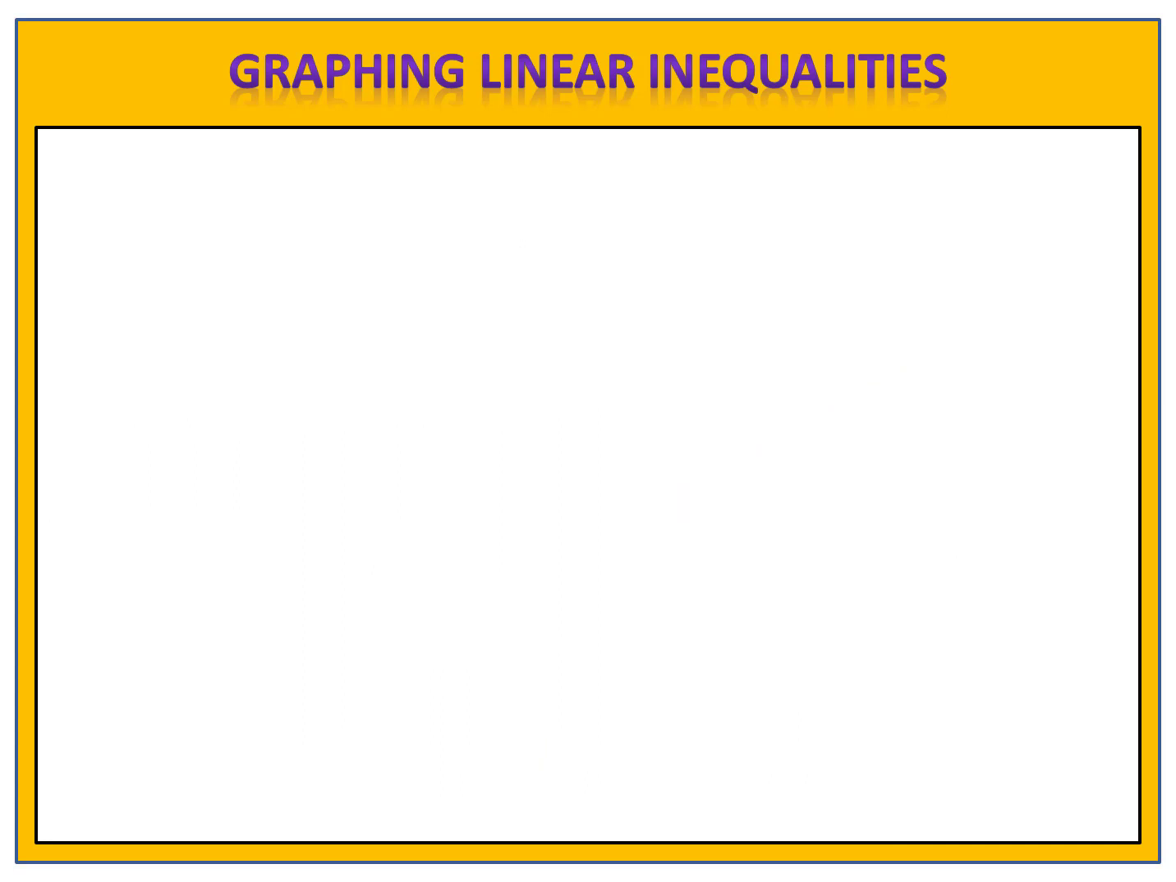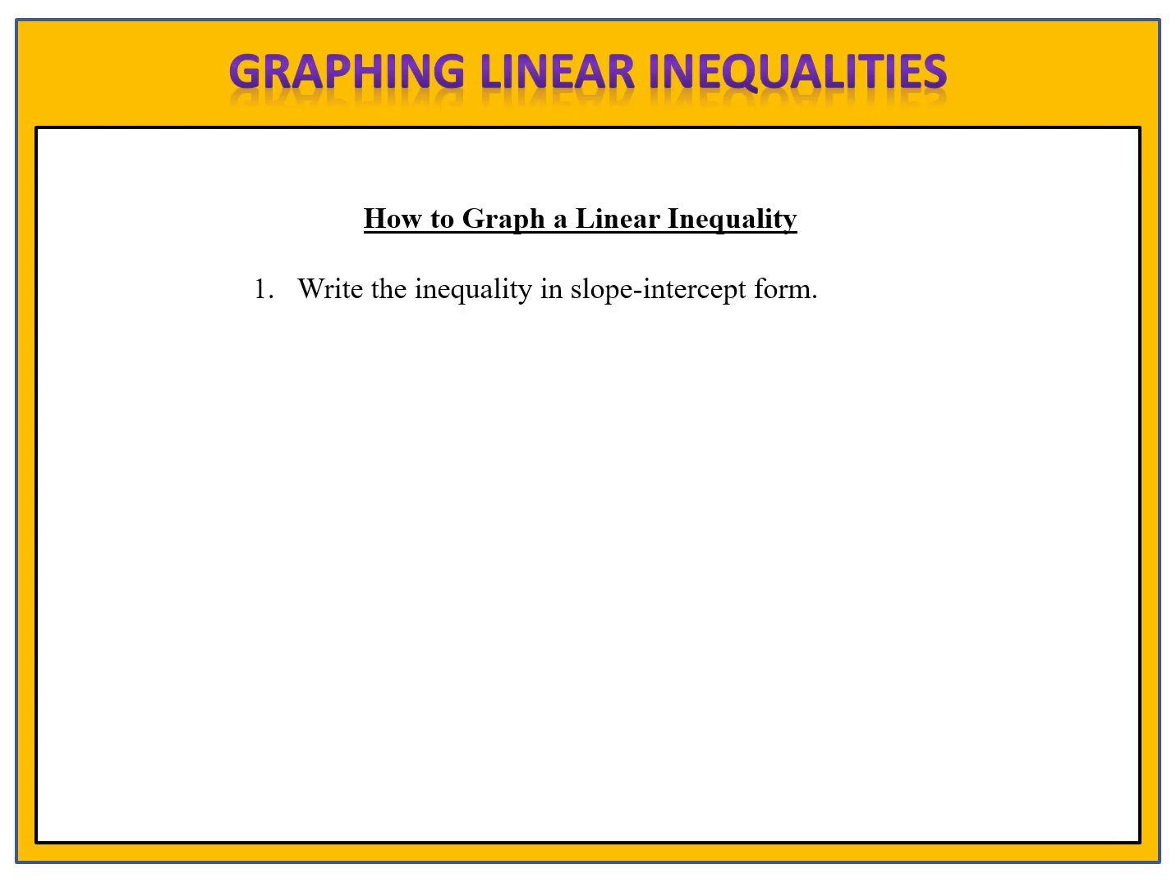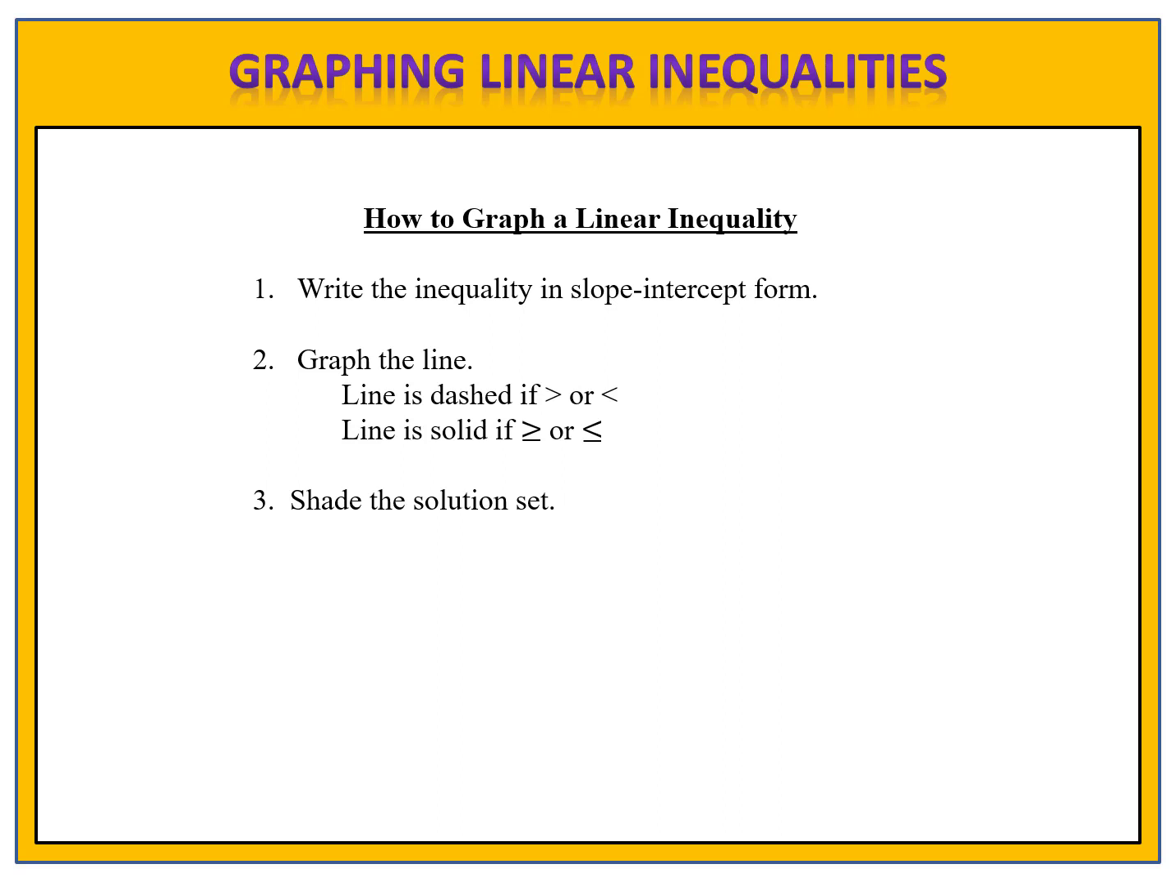Now let's look at how to graph an inequality, because the graphs are so valuable and because we'll want to use them frequently. Here are the steps that you'll follow. First, write the inequality in slope-intercept form. Next, graph the line. Your inequality symbol will tell you whether the line should be dashed or solid. If the symbol is simply a greater than or a less than, the line is dashed. If the symbol is greater than or equal to, or less than or equal to, the line will be solid. Finally, shade the solution set.